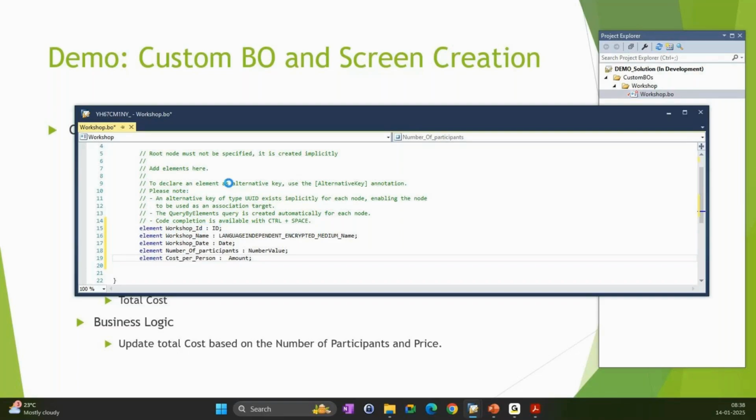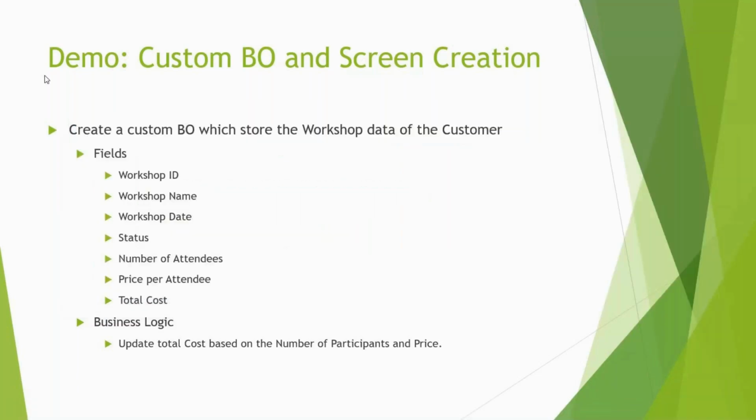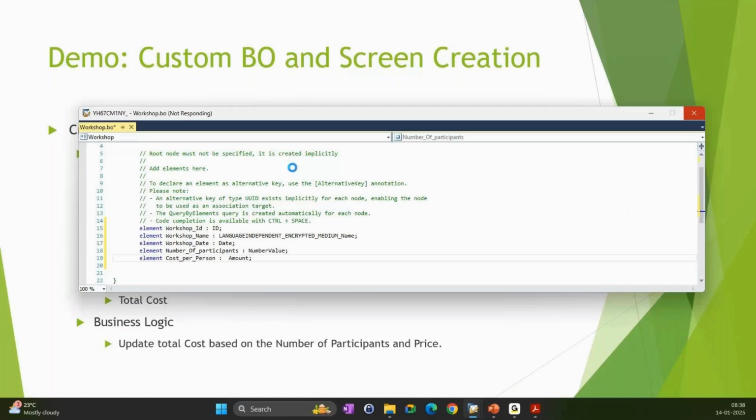This one we will do in a BO. If you want to add a new element, for now we just added 5 elements, but in our example we have other fields as well, like the status and other things. Those we can add later, going forward.